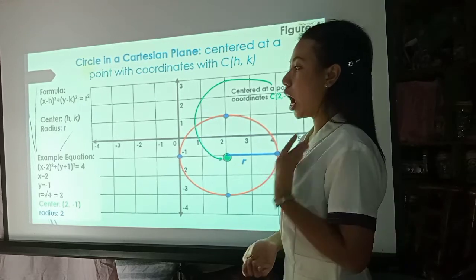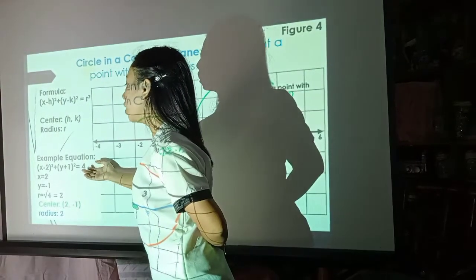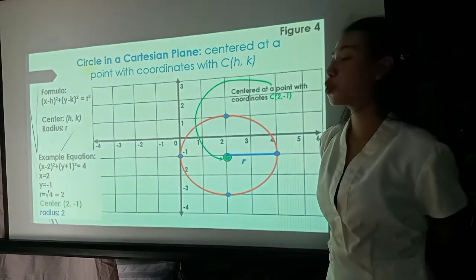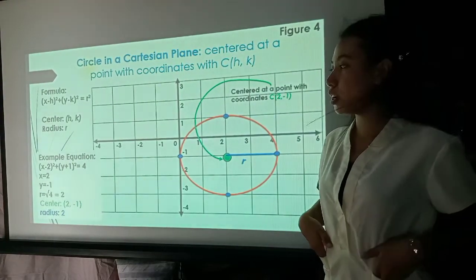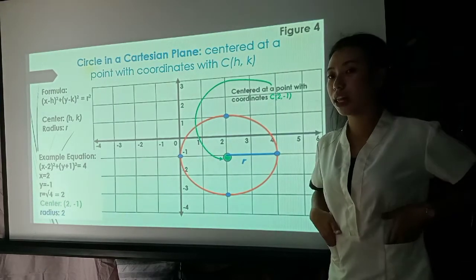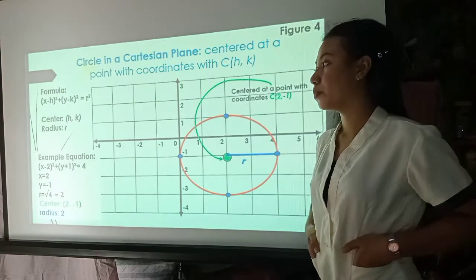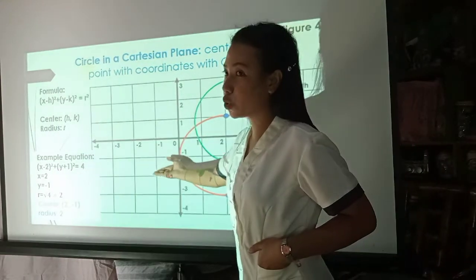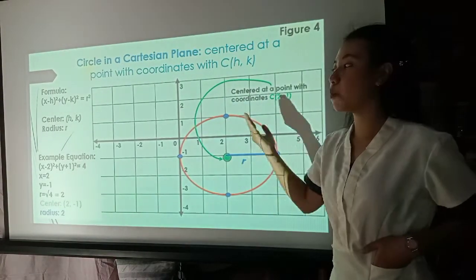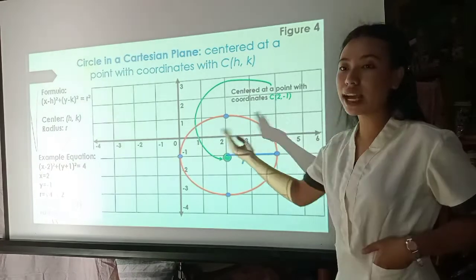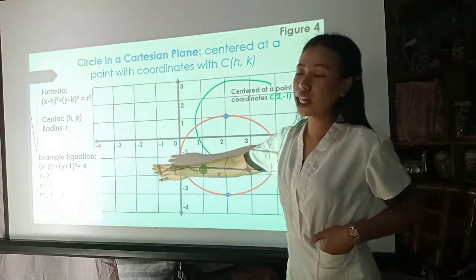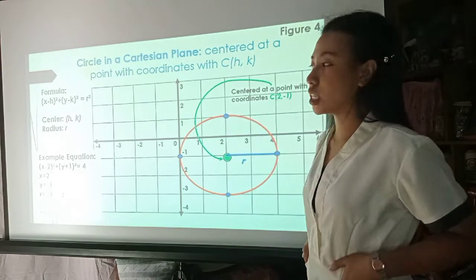Suppose that this is our example equation: (x minus 2) squared plus (y plus 1) squared equals 4. So we will solve for the value of x. x minus 2 equals 0. And then ililipat natin yung negative 2 sa kabilang side, which is magiging positive 2 na siya. So the value of x is positive 2.